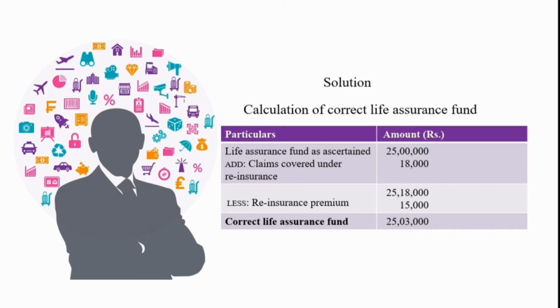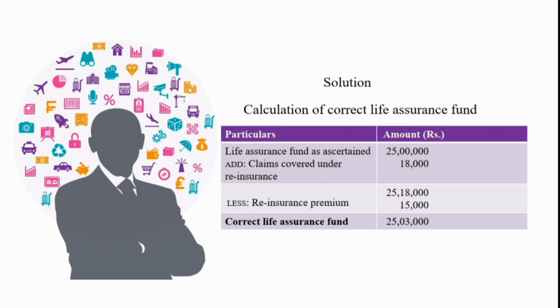For ascertaining the correct amount, the format of correct life assurance fund is to be referred for which items to be added and deducted. Step 1 is that the life assurance fund as ascertained to be taken, that is 25 lakhs. From this, the ignored items to be added and subtracted as per the format. Step 2. Now amount to be added is identified from the format. It is understood as claim covered under reinsurance of rupees 18,000 to be added. After adding the amount, the fund is 25 lakhs 18,000.